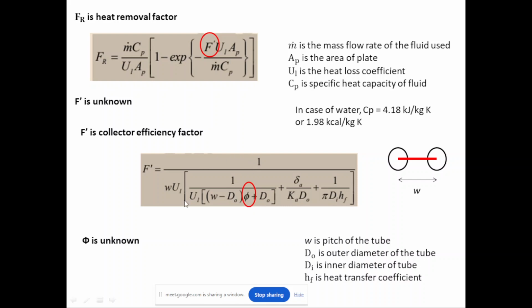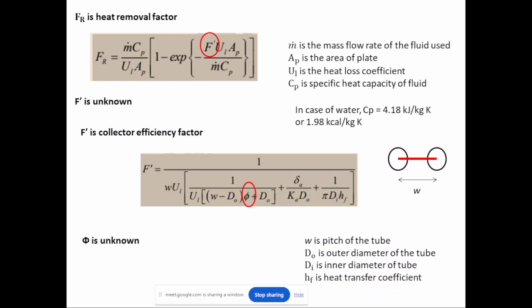That is given by the formula F dash equals 1 by W UL divided by [1 by UL (W minus D naught) phi plus D naught, plus delta A by Ka D naught, plus 1 by pi di hf]. Here W is your pitch of the tube. Pitch is the distance between the centers of two tubes, D naught is the outer diameter of the tube, di is your inner diameter, and hf is your heat transfer coefficient.